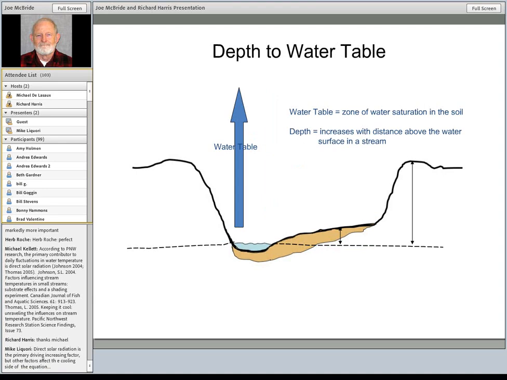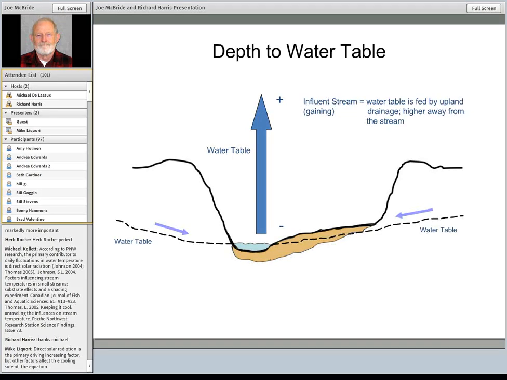The depth of the water table is a very important ecological variable for determining which plants are going to grow at different locations within the channel cross-section. And of course, it's the distance from the zone of water saturation in the gravel bar or in the soil beneath the terrace itself. And again, this distance increases as we go from the water surface up to the floodplain.